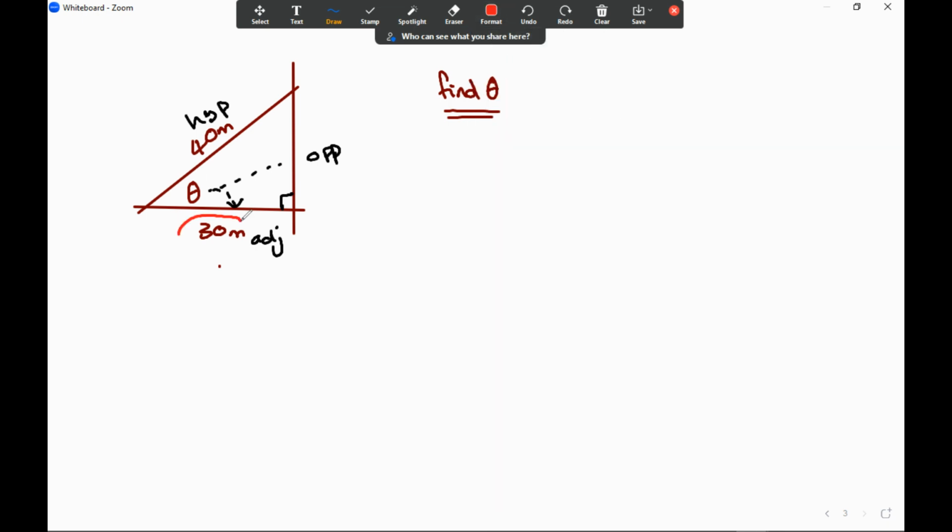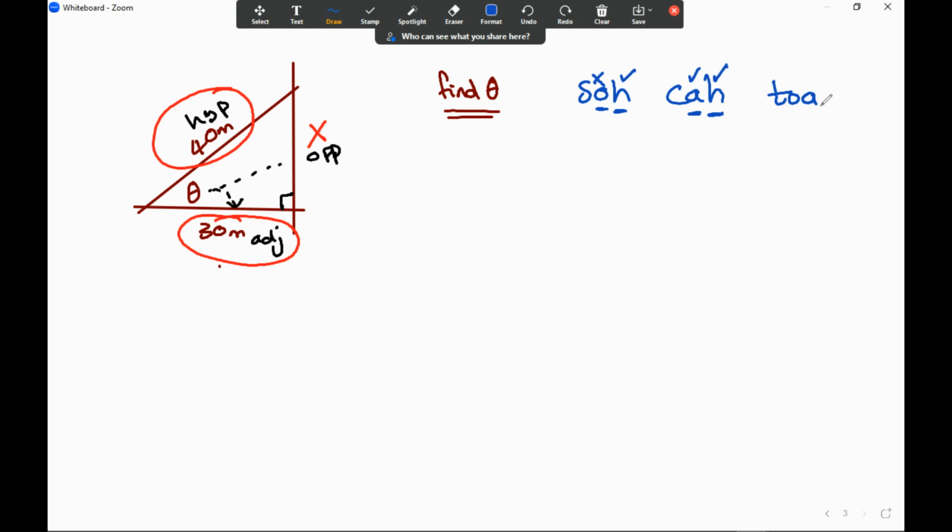I can see that I have the adjacent and I have the hypotenuse, but I don't have the opposite side. So I can use Pythagoras theorem to find it if I want to use it. But if I don't, I can save some time and use the adjacent and hypotenuse. Now remember, SOH requires opposite and hypotenuse. I don't have the opposite, I have the hypotenuse. CAH requires adjacent and hypotenuse. I have both. And TOA requires opposite as well, so I don't have that, but I have the adjacent. So from these, I can definitely use CAH right now.